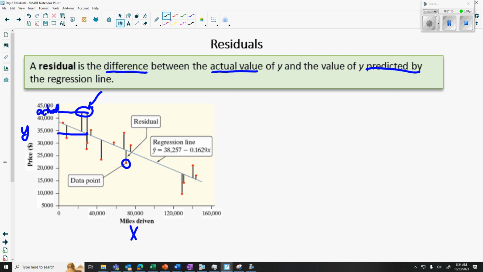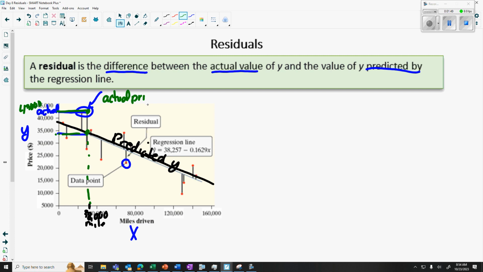Remember, this line is the predicted y value. So in this case, the predicted or expected price for a Ford F-150 that has 38,000 miles on it, if you go up to the line, should be a little less than $35,000. But what was the actual price? The actual price was greater than that. It was about $43,000. So the actual price is greater than the predicted price. By how much? Well, we can find the difference between this y, which is the actual price, and the y hat, which is the predicted price. And this is going to be called a residual.